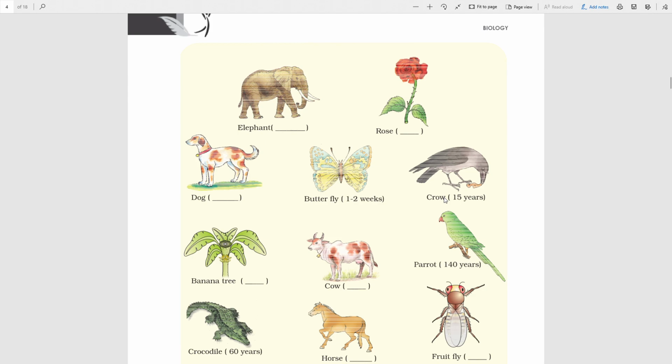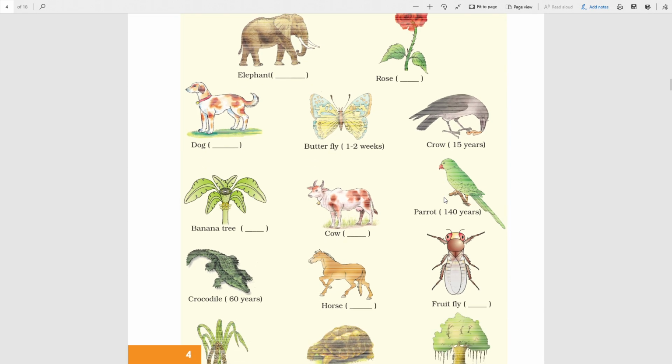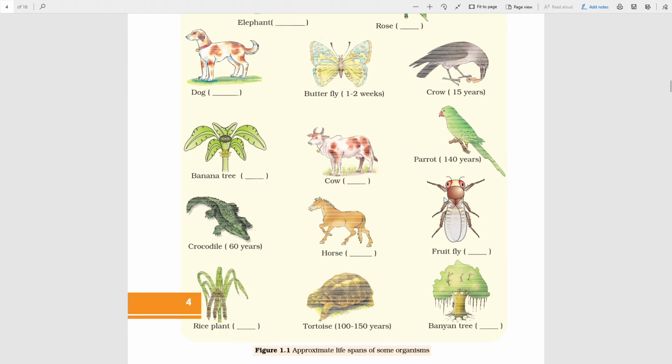So lifespan doesn't depend on the size of the organism. We can conclude it from here. Next we have the banana tree. Banana tree has approximately a lifespan of 6 years. Yes, 6 years. Then we come to the cow. Cow has a lifespan of 18 to 22 years. Crocodile, as I mentioned here, is 60 years. Horse, the horse's lifespan is 25 to 30 years.